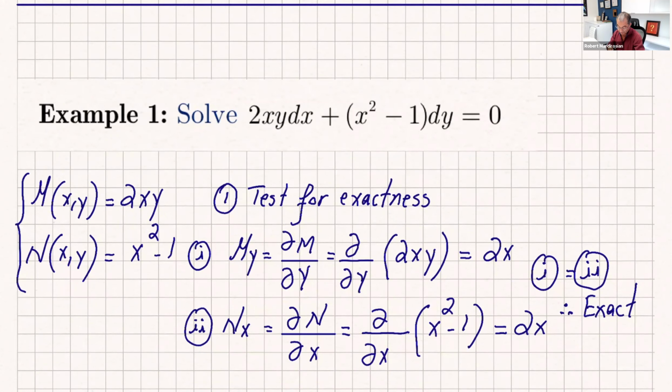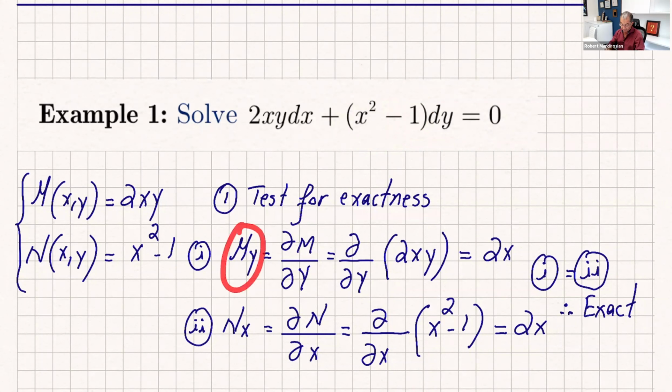So we are given this equation, 2xy dx plus (x squared minus 1) dy equals 0. What I do, I always determine what M of x, y is and N of x, y. So this is our M of x, y, which is 2xy, and this is our N of x, y, which is x squared minus 1. And as I told you, the first step is to check for exactness.